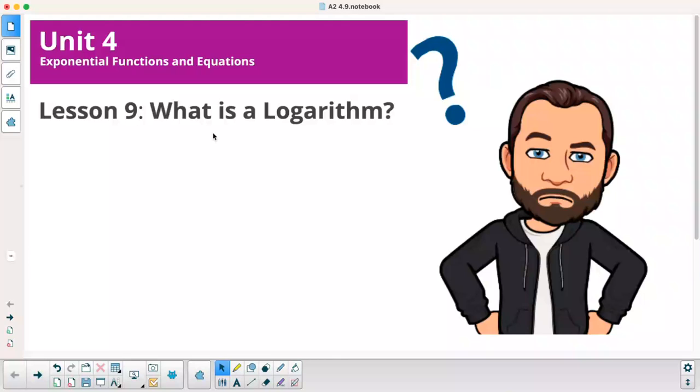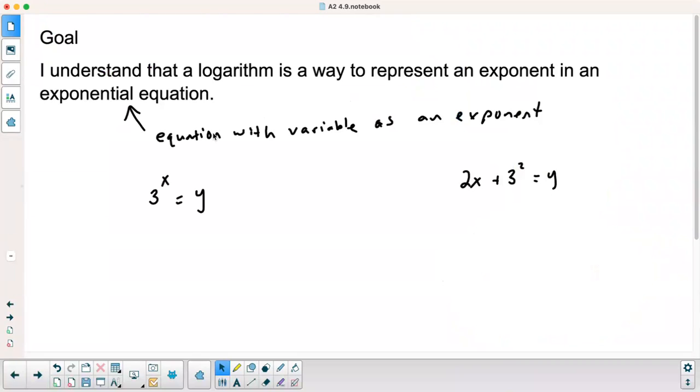Okay, Illustrative Mathematics, Algebra 2, Unit 4, Lesson 9 is called What is a Logarithm? So our goal today is to understand that a logarithm is a way to represent an exponent in an exponential equation. As you look at this, you might say, wait, hold on. What is an exponential equation?